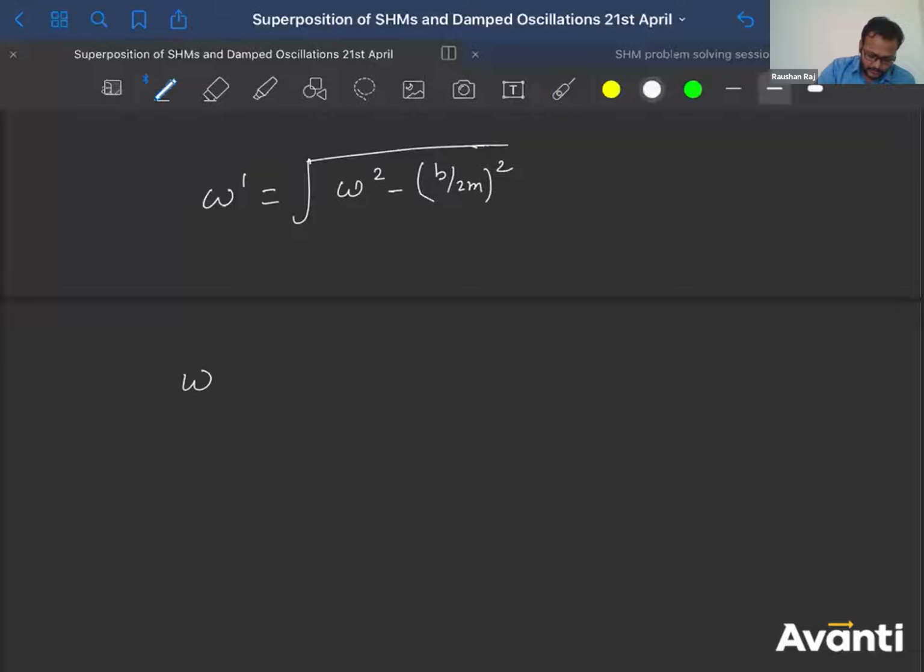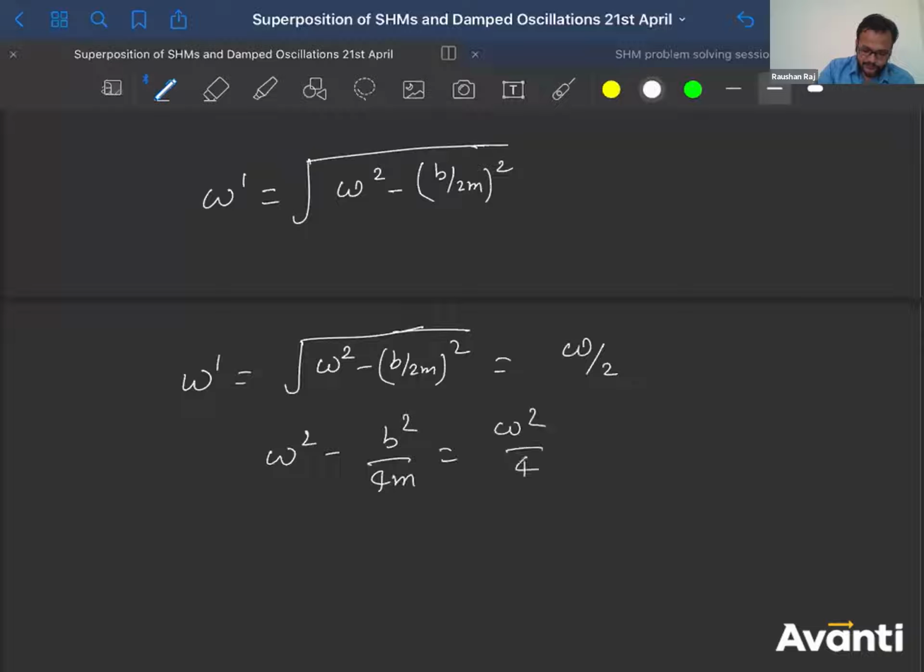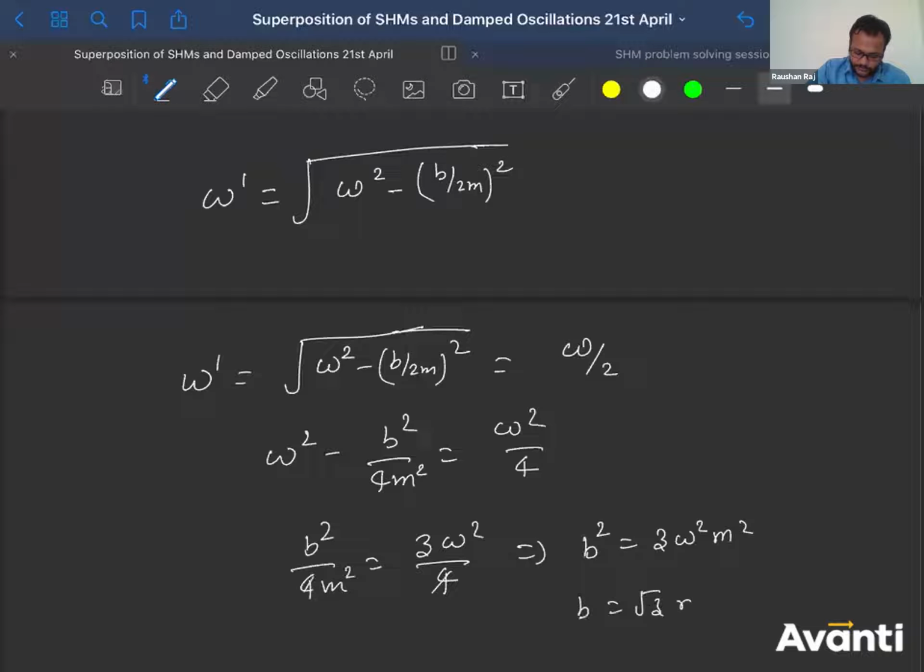So let us equate that. Omega dash is square root of omega square minus b by 2m whole square, and this should be equal to omega by 2. So we have to get the value of b. How will we find it? We square both sides. So we get omega square minus b square by 4m square is equal to omega square by 4. So I get b square by 4m square is equal to 3 omega square by 4. So this 4 and 4 will get cancelled. This will be m square, this will be m square, sorry. So b square will be equal to 3 omega square m square. So b will be equal to square root 3 m omega.